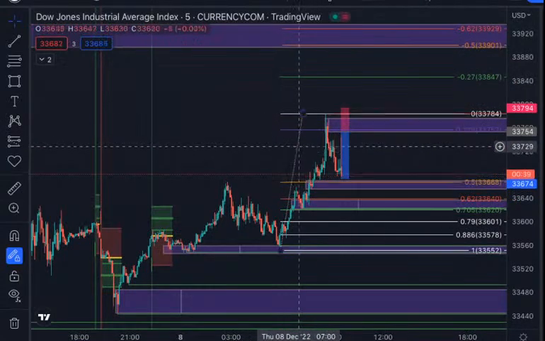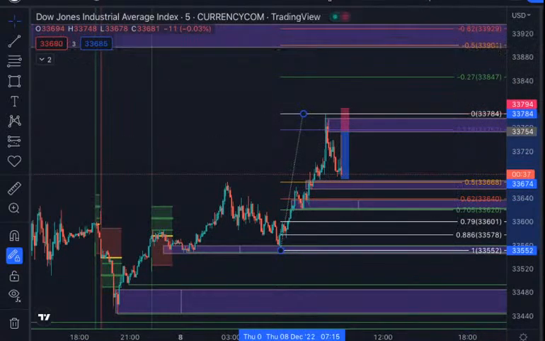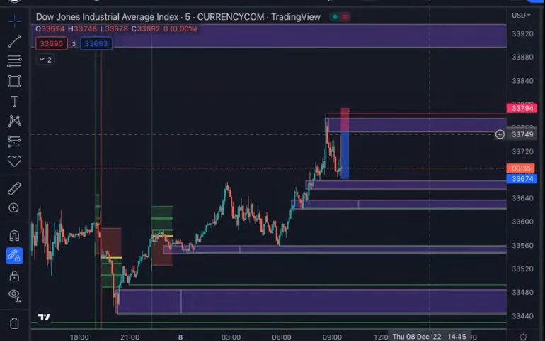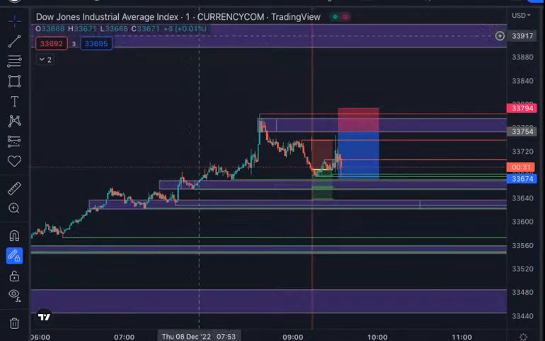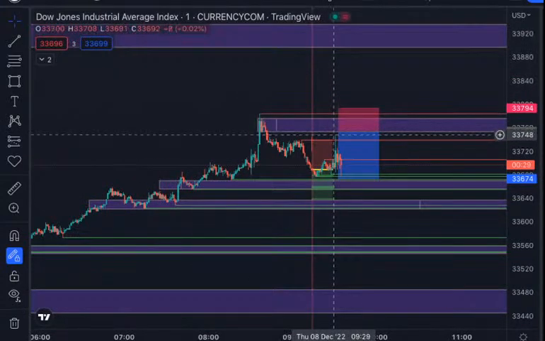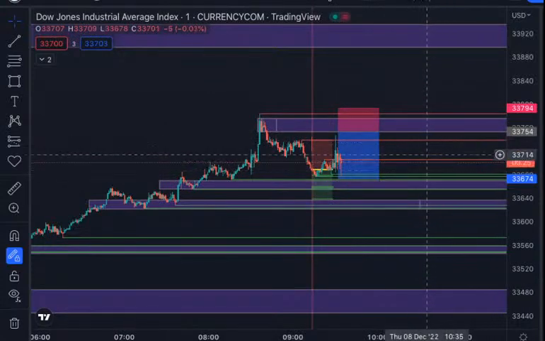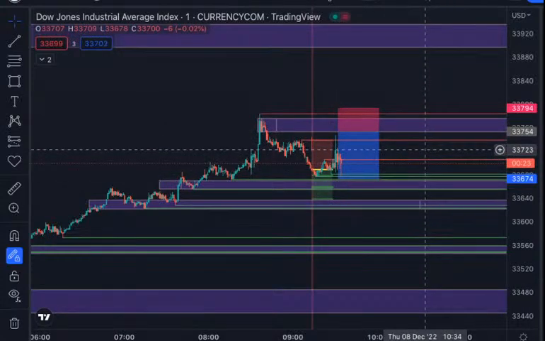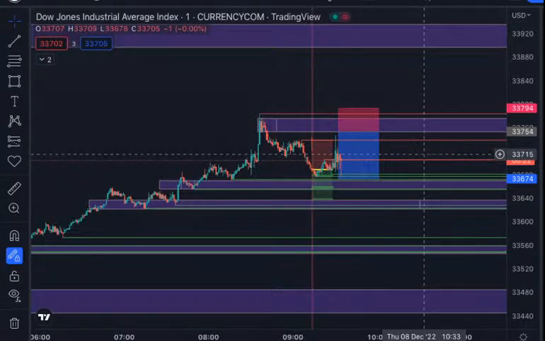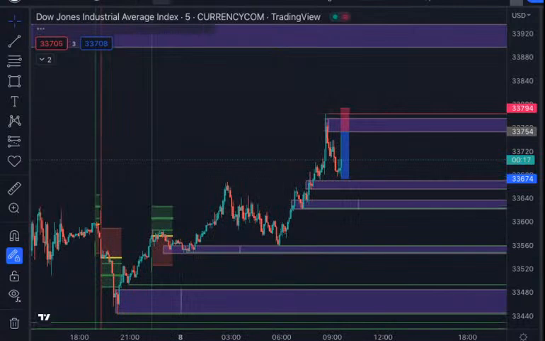You see price is coming down. Price is pushing down. It didn't quite hit that entry point that I wanted. You see that on market open? It didn't quite hit it, but we can definitely see price.